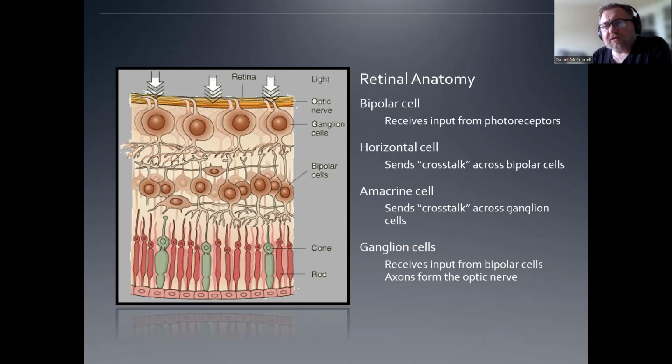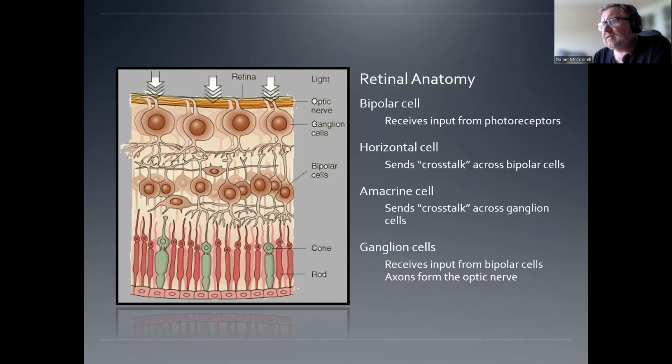What is this crosstalk? Largely, the horizontal cells' and amacrine cells' signal is largely inhibitory in nature. So remember the difference between an IPSP and an EPSP from before. So that's what the horizontal cells and amacrine cells are doing. They're sending inhibitory signals. But it's lateral. So this is often called lateral inhibition.